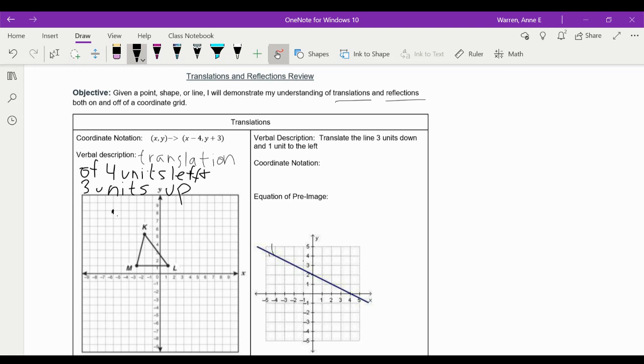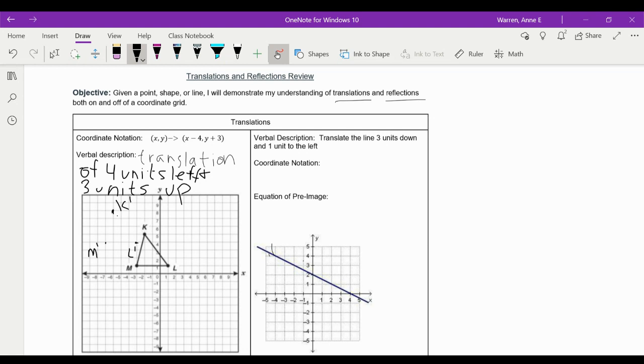right here. Okay, and I'm going to label that point K prime. Okay. And then once I finish with K, I'm going to move on to another point, and I'm going to translate M, 4 units left and 3 units up. I don't know why I keep saying right. Which gives me this point here that I will call M prime. And then lastly, I'm going to be translating point L. So as I count 4 units to the left and 3 units up, that leaves me with this point here that I will label as L prime.